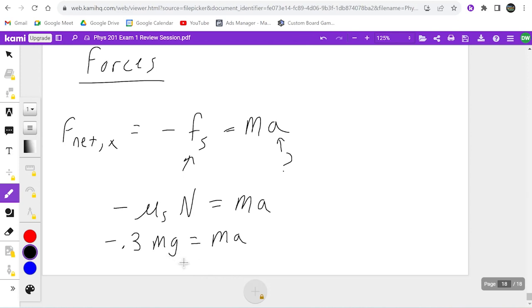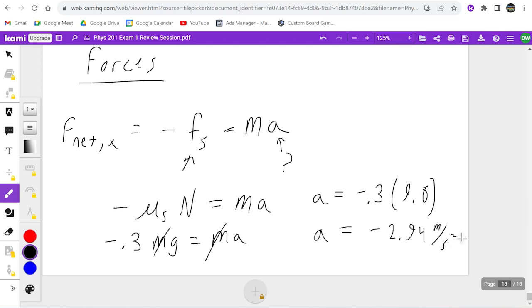You'll notice that even though I don't know the mass of the apples, it doesn't matter because mass cancels. Whenever they don't give you something in physics, it means it cancels. That happens a lot with friction. So the acceleration must be negative 0.3 times 9.8. And that will be an acceleration of negative 2.94 meters per second squared. So we're done the forces part.